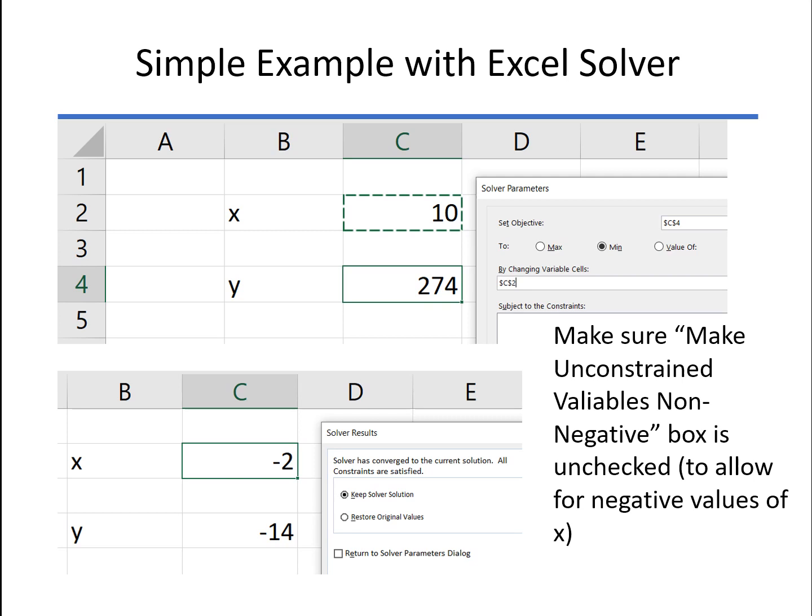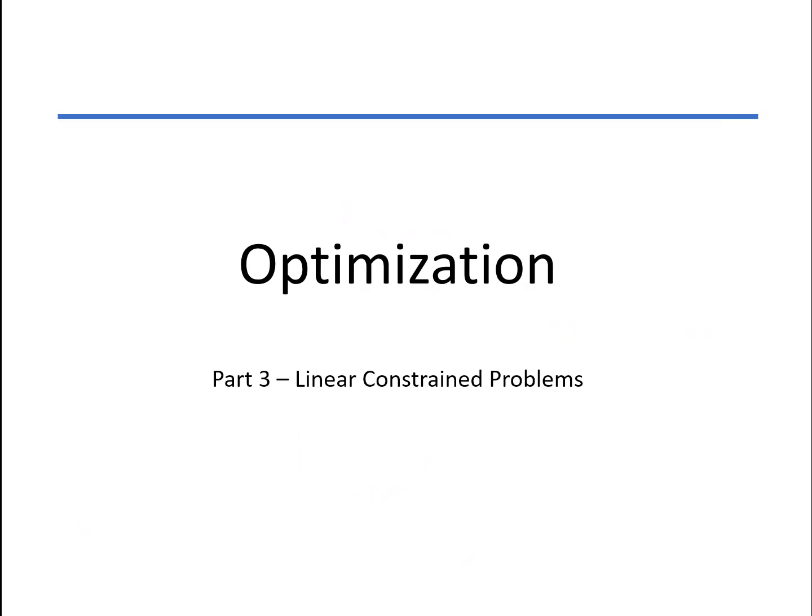Okay, so that's a simple example of doing nonlinear unconstrained problems. But most engineering problems do have constraints. So in the next video, we'll start with linear problems where the objective function and all the constraints are linear, and work a couple of examples of that.